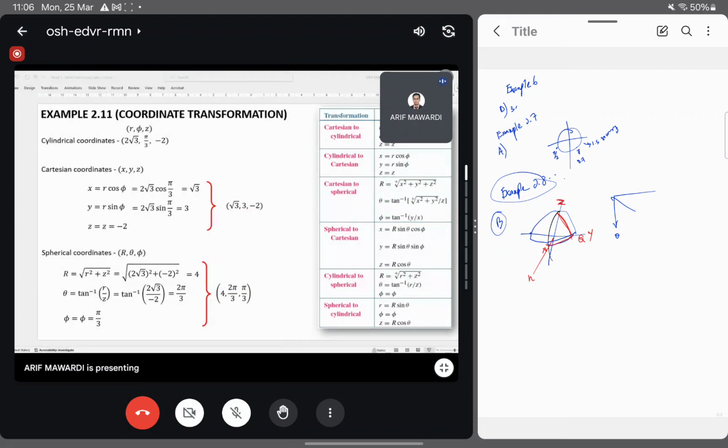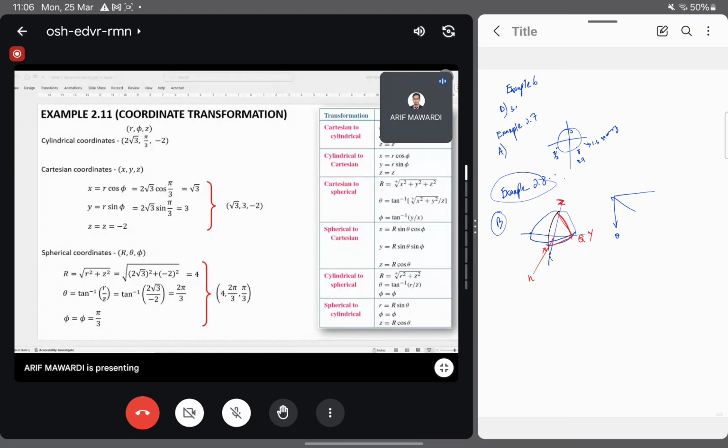The value for r is 2 times the square root of 3, and phi is pi over 3. So I just substitute these two values here, and I get 3. And then for the last coordinate variable z, the z in the cylindrical coordinate system is equal to z in the Cartesian coordinate system. So therefore z is equal to minus 2. So the coordinates of the same point in the Cartesian coordinate system are the square root of 3, 3, and minus 2.